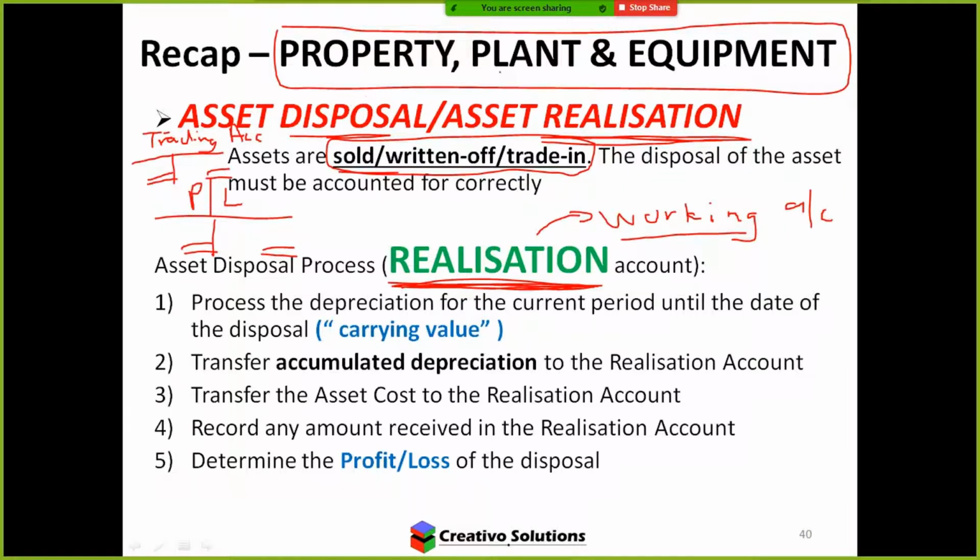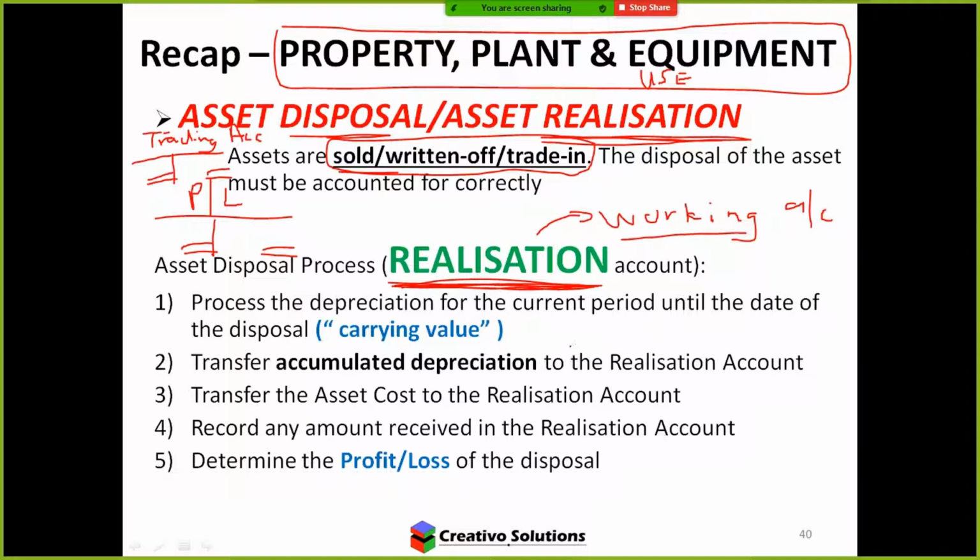Assets that are bought and that are used can also be sold or written off or traded in or disposed of at the end of its useful life. Right, so how do you do it? Well, there are some steps here that you can use. These are steps that the textbook would guide you through in terms of application.